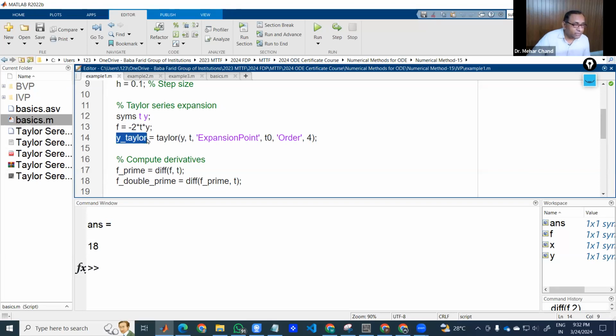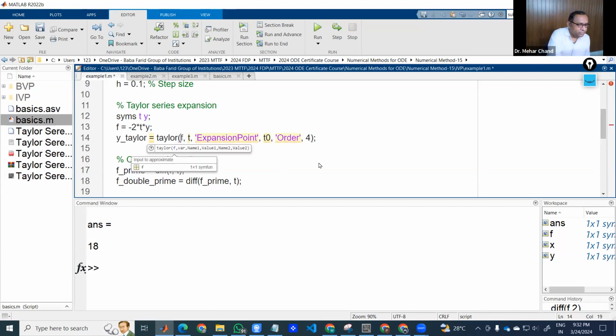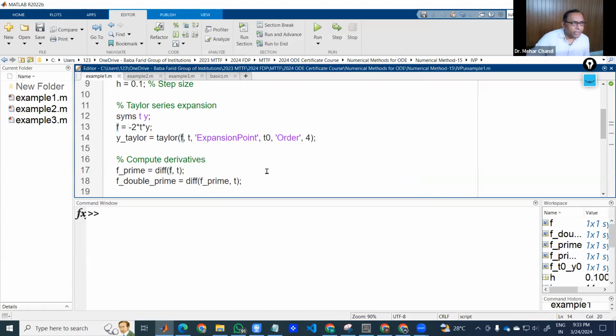So these are the values which will be expanded by using the Taylor series, and the Taylor series function will be stored at this place. Here y and t, and then we have the expansion point t note, and order 4 we are using. Just 1 minute, at this place it must be f. 1 minute please, I want to check. Okay, so the expansion point is t note, about which we want to expand, and the order is 4.